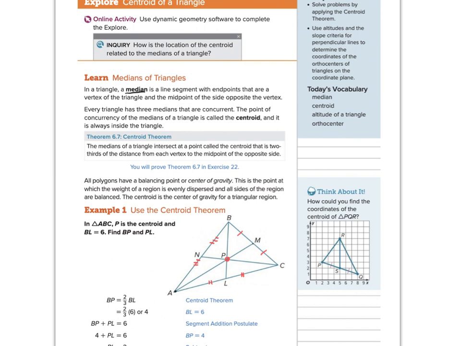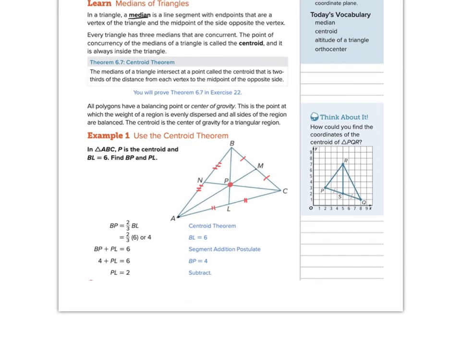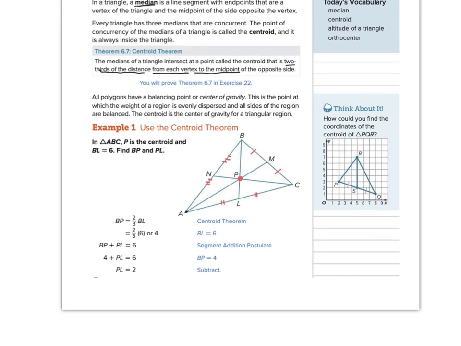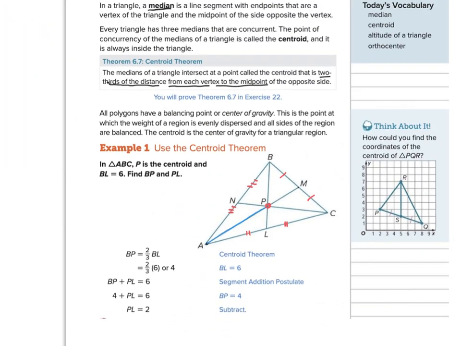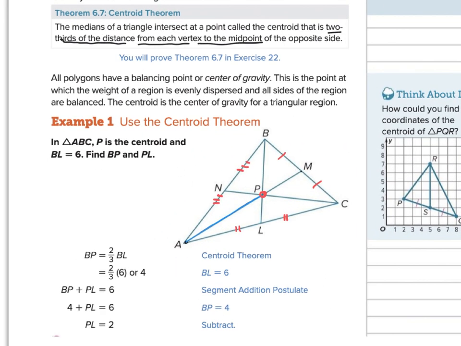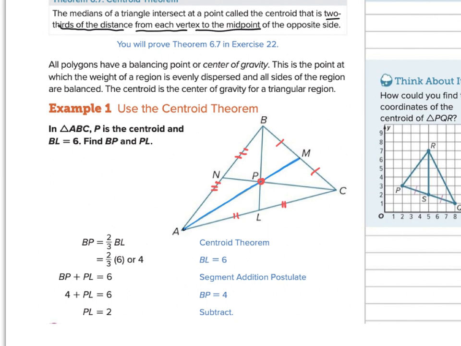So P is my centroid there. One of the properties we get from the centroid is that it is 2/3 of the distance from the vertex to the midpoint. So from the vertex traveling along the median down to the midpoint of the far side.